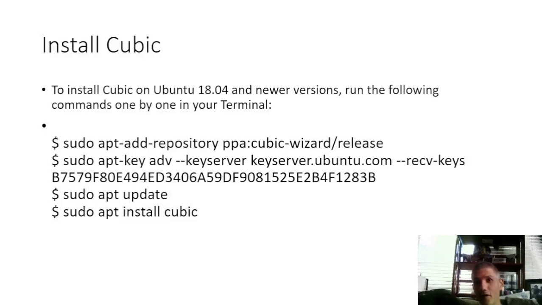First of all, we're going to talk about how to install Cubic. To install Cubic on Ubuntu 18.04 and newer, you're going to run the following commands one by one in our terminal application. You're going to add the Cubic Wizard release branch repository. You're going to add the public key for that particular repository. Then you're going to run apt update and then apt install cubic, and I'll show you a screen recording showing you exactly how that's done.